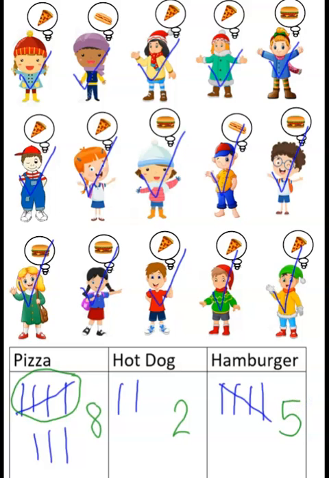So that's a good way to organize our data and count and interpret it. So great job, boys and girls. Look at how you looked at data and how we can sort it and represent our data, we did it with a chart, and we also used tally marks. Great job.